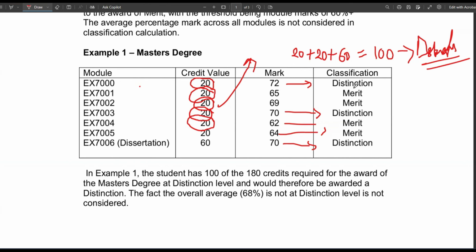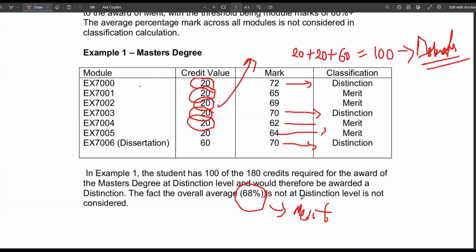But if you did it the other way around, by multiplying the credit value with the score and dividing the total by the total of the credit value, you would get 68% overall, which of course falls under merit. But that's not the way the grading system works in the UK. The way it works is that you have to have a credit value of at least 100 on a distinction classification. That's how you get distinction as your overall grade.